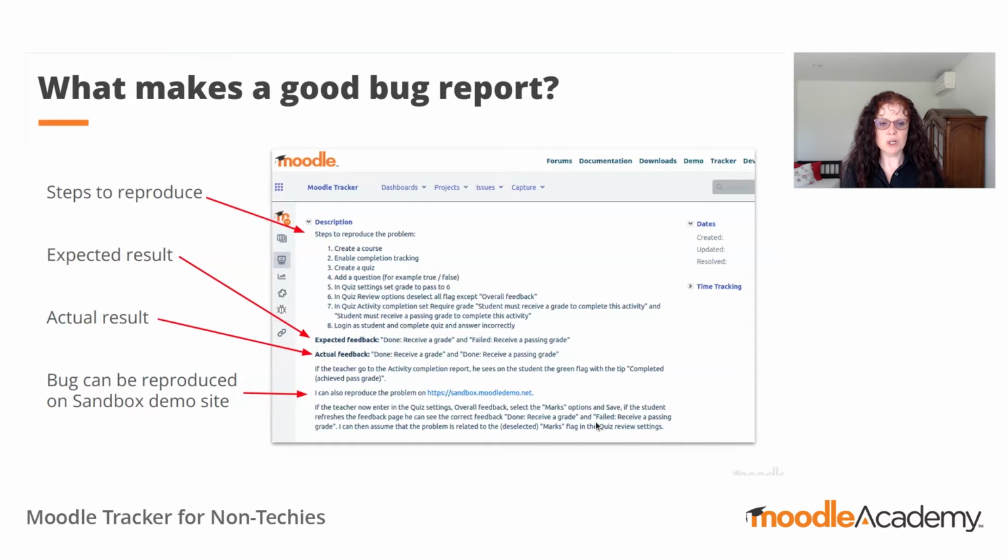And then, because we're not all mind readers, and sometimes bugs that are really obvious to one person are not obvious to someone else, it's really good if you write down what you expected to happen when you did these steps, and what actually happened. That's a very good way to describe a bug, saying the expected results and the actual results. And then this particular bug report is also good because they mention that they could reproduce it on our Sandbox demo site.